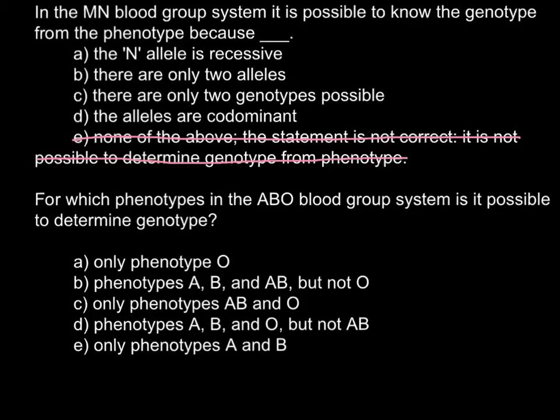And let me return to answer A. The N allele is recessive. That's not true. N allele is not recessive. Answer B, there are only two alleles. That's true, but this does not provide us any information why we can detect genotype from the phenotype. So we have to cross out this answer. And answer C, there are only two genotypes possible. That's not true. When we have two types of alleles, that means that there are three genotypes possible.